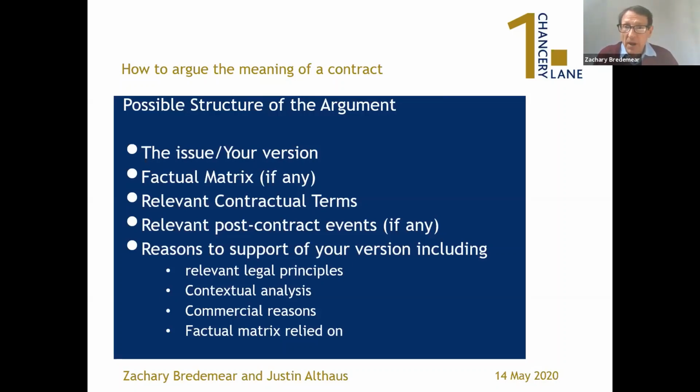And whether you're doing this by correspondence or in a skeleton argument, this sort of structure can work. So first you want to identify what the issue is and what your version is, so everybody knows where you're going. You want to set out the factual background, issues, if any, put out the relevant contractual terms.